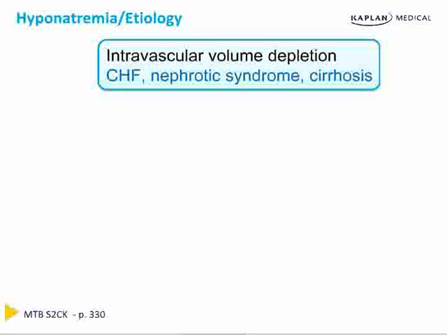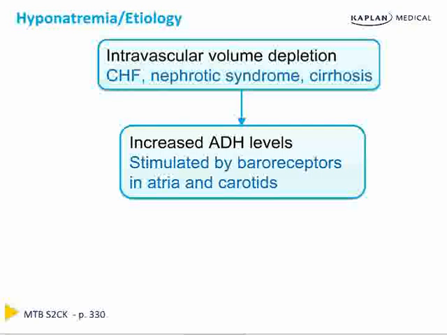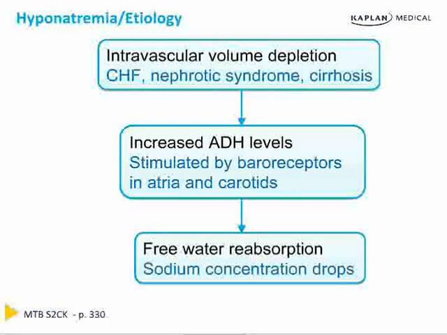CHF, nephrotic syndrome, and cirrhosis are all situations that lead to decreased intravascular volume. That leads to decreased pressure sensed by the atria and in the carotids. Those pressure receptors sense the decrease in volume and then stimulate antidiuretic hormone production and release from the posterior pituitary. This antidiuretic hormone acts on the kidney to promote free water reabsorption. And even though sodium concentration drops when that happens, it's still more important to maintain vascular volume and organ perfusion.